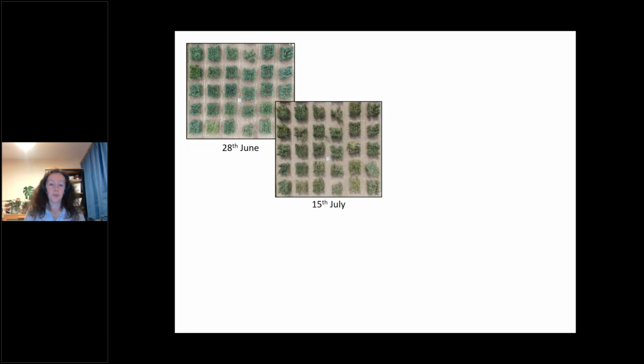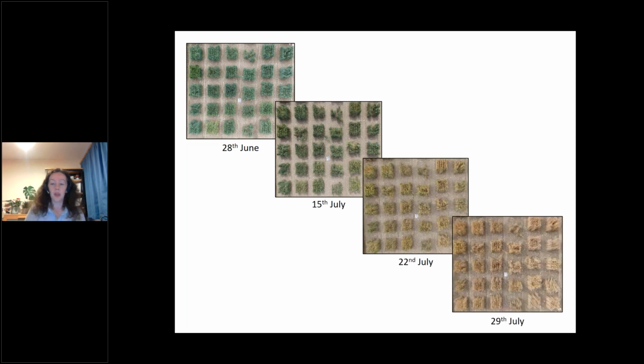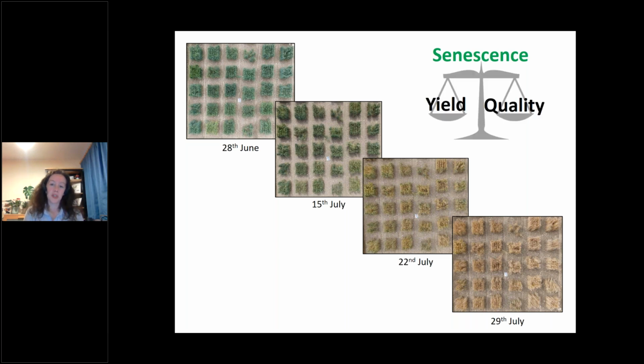In my lab, we're particularly interested in the process of senescence. Here we can see that over the course of the growing season, the plants turn from green through to brown. This happens in the summer in the UK. This process of senescence is important because whilst the plant is senescing, this is also the period when the grain are being filled. Senescence helps to determine the balance between the yield and quality of the grain.